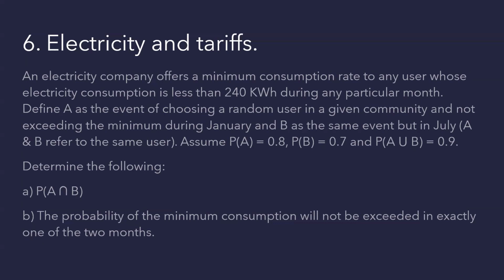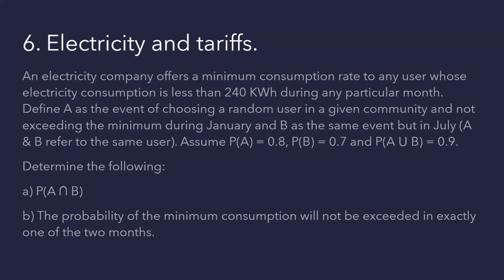Define A as the event of choosing a random user in a given community that does not exceed this minimum in January. And B, the same event, he doesn't exceed this minimum in July. A and B refer to the same user. So the probability of A is 0.8, the probability of B is 0.7, and the probability of both is going to be 0.9.